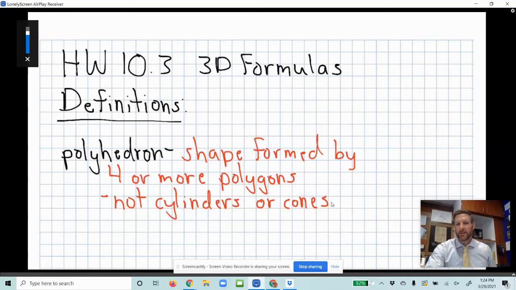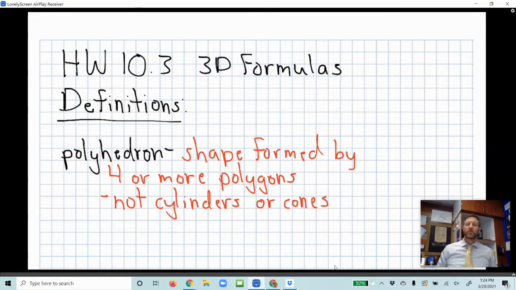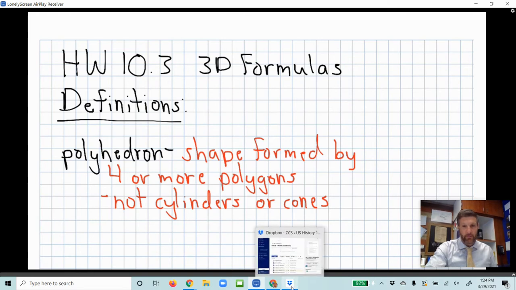All right. Hello, friends. Welcome to lesson 10.3 on 3D formulas. In this lesson, we're going to take a lot of the formulas we already know using the coordinate plane and apply them in 3 dimensions. So if you're familiar with those and remember them, this is a pretty simple lesson for the most part. So let's take a look at some definitions and we will get started.